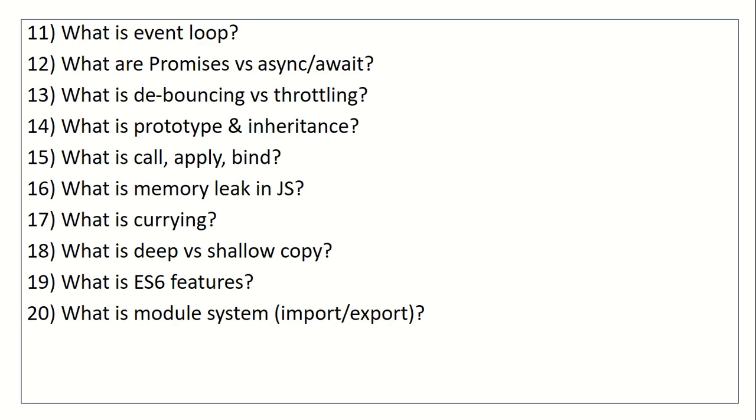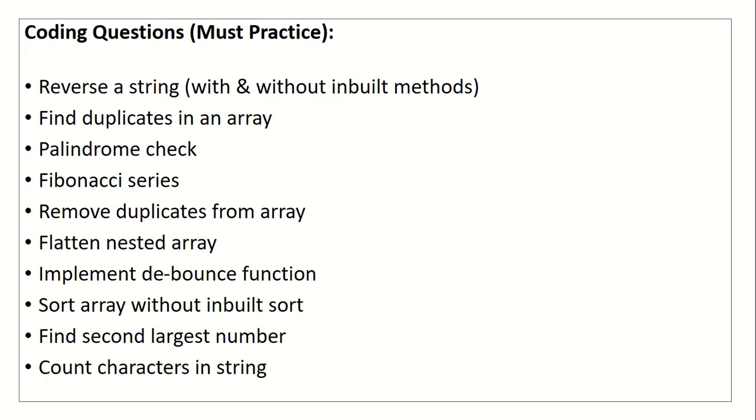What are promises versus async or await? What is debouncing versus throttling? What is prototype and inheritance? What is call, apply, bind? What is memory leak in JavaScript? What is currying? What is deep versus shallow copy? What are the ES6 features? What is module system?